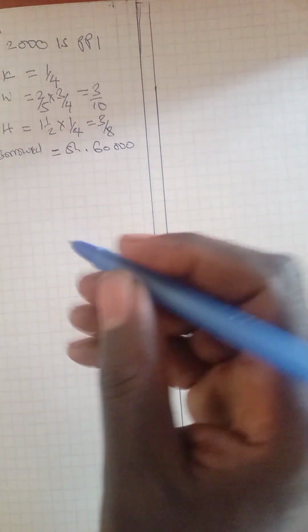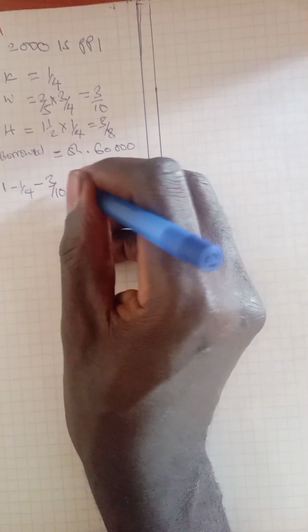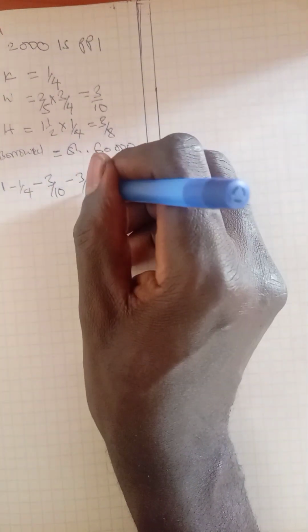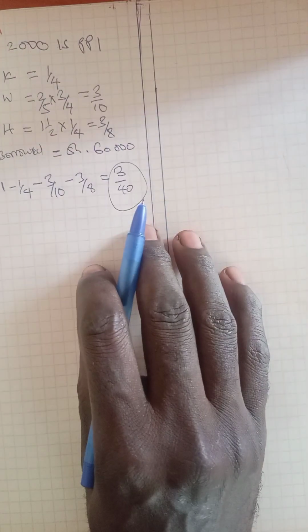Now, if we want to find out what was borrowed, we subtract a quarter from the whole amount, which is 1. A quarter is Korir's contribution. We also subtract Wangare's contribution. We subtract Hassan's contribution, which is 3/8. So that we have 3/40, which is the amount that was to be borrowed.